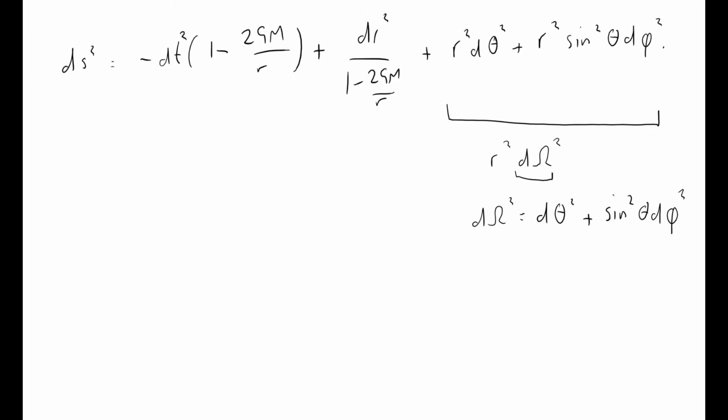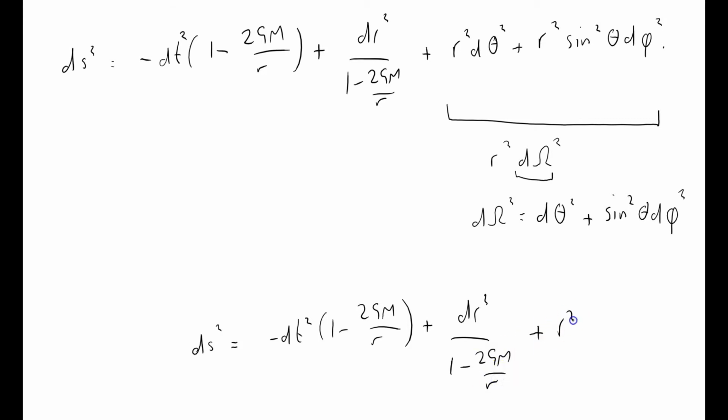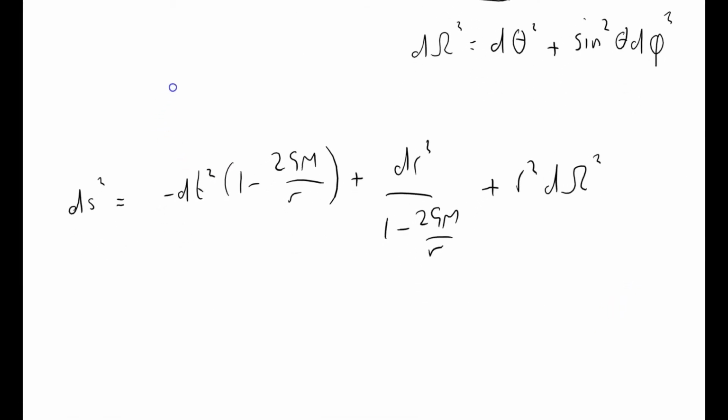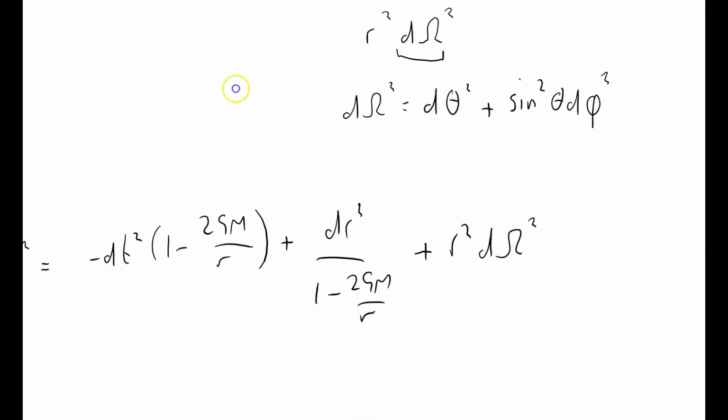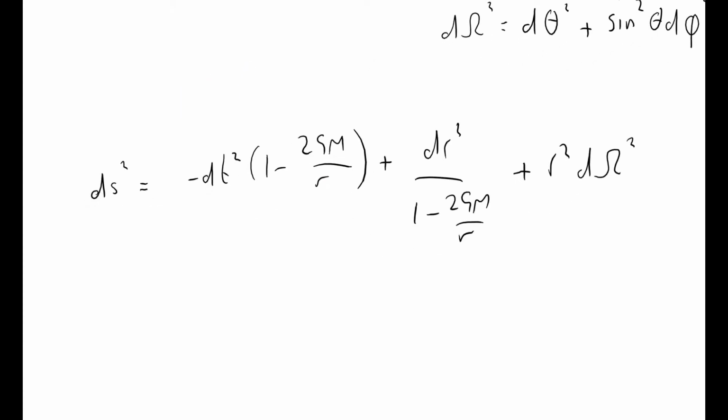So what we've got left now is ds squared equals minus dt squared times (1 minus 2GM over r) plus dr squared over the same thing, (1 minus 2GM over r), plus r squared d uppercase omega squared. And this makes it easier to separate out the radial from the non-radial components of motion.